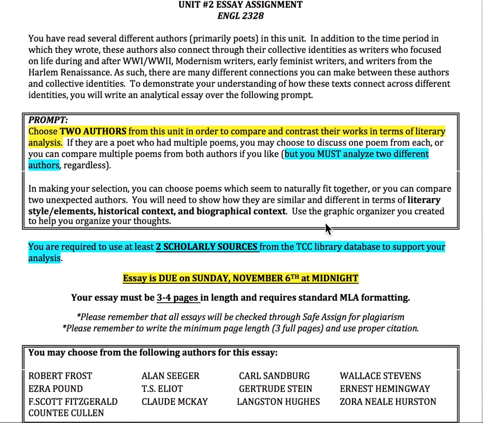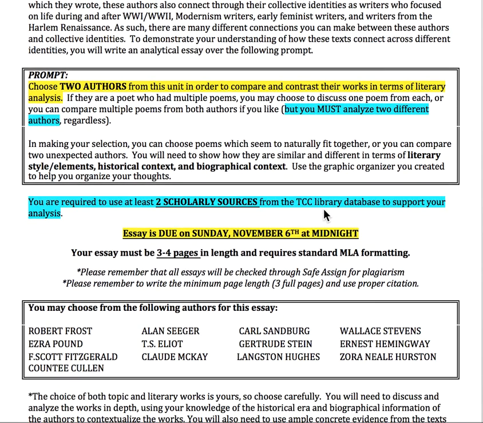And what you're going to be doing essentially is showing that you are able to connect these texts across different groupings. So you're going to choose two authors from this unit that you read, and you're going to compare and contrast their works in terms of literary analysis. So if you choose an author who is a poet that had multiple poems, and we read a lot of authors who had multiple poems like Frost and Langston Hughes, if this is who you choose, you can decide exactly how you want to analyze their poetry.